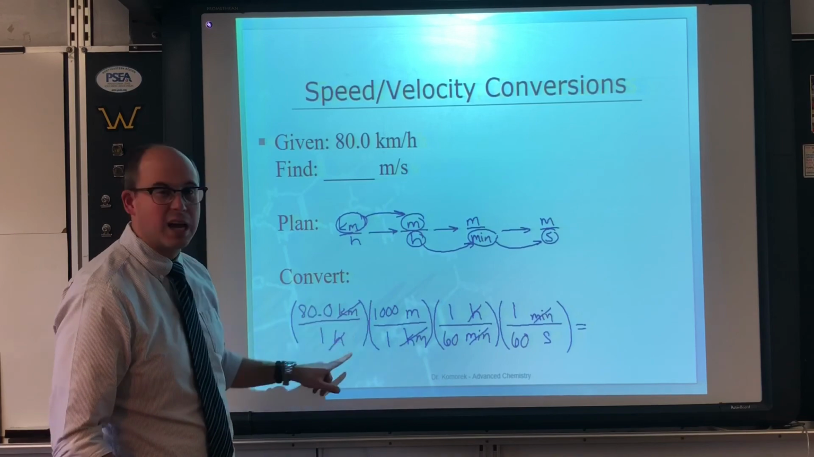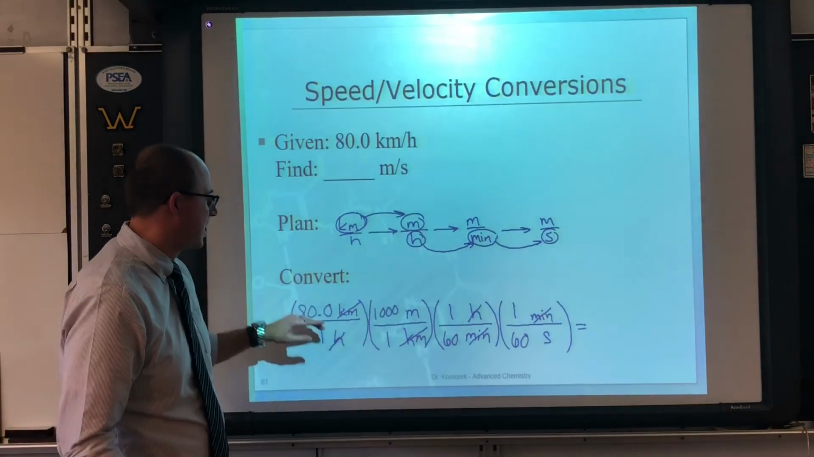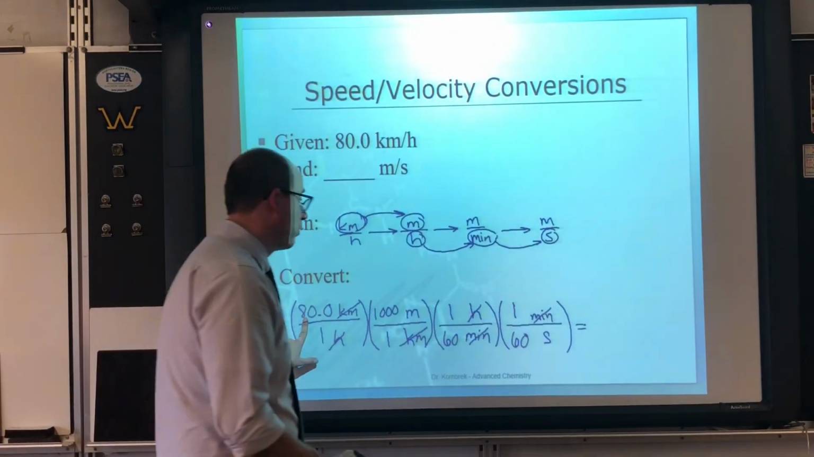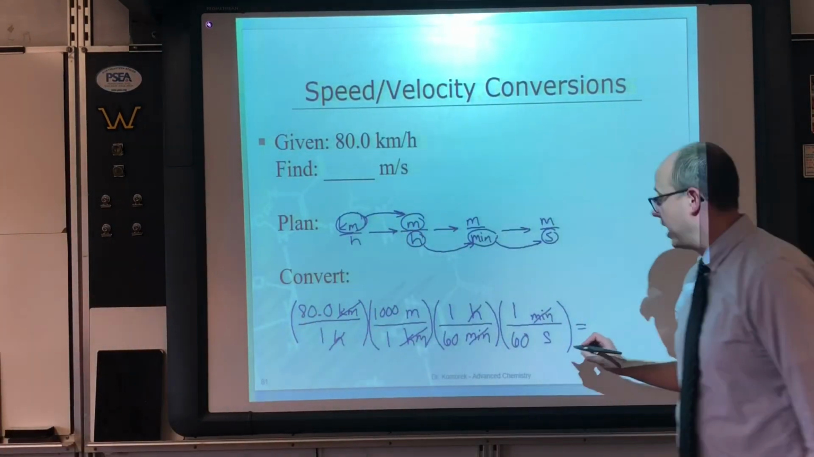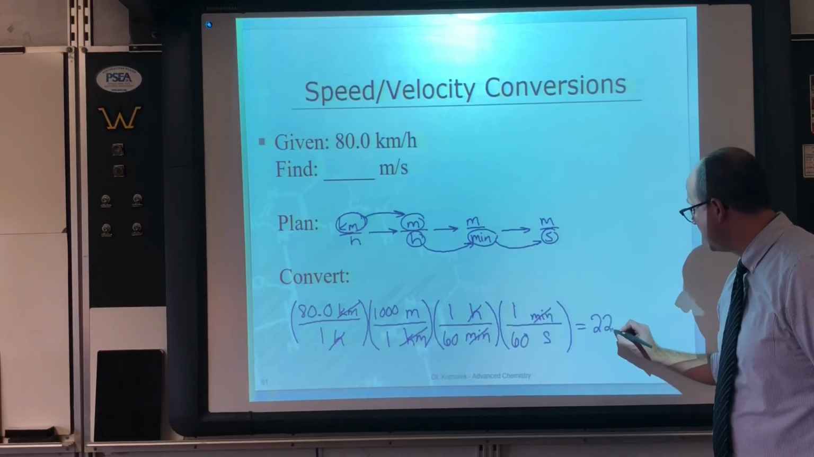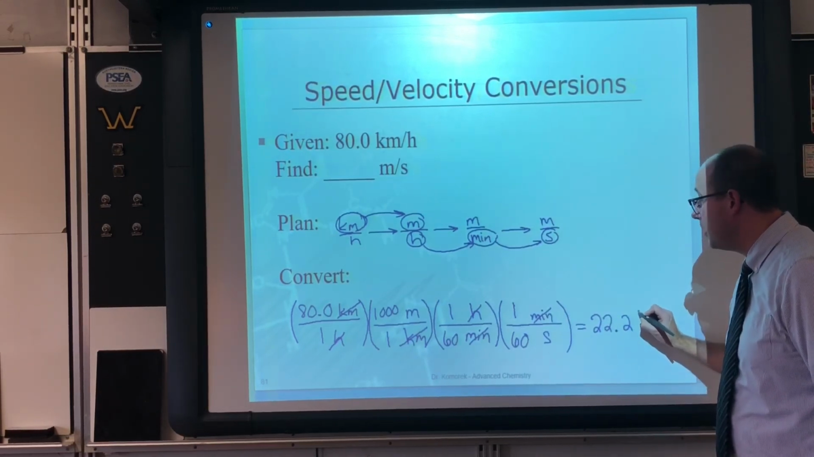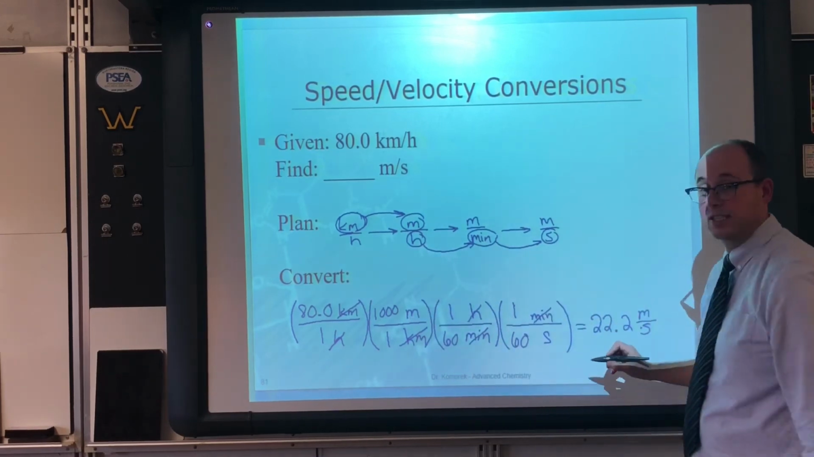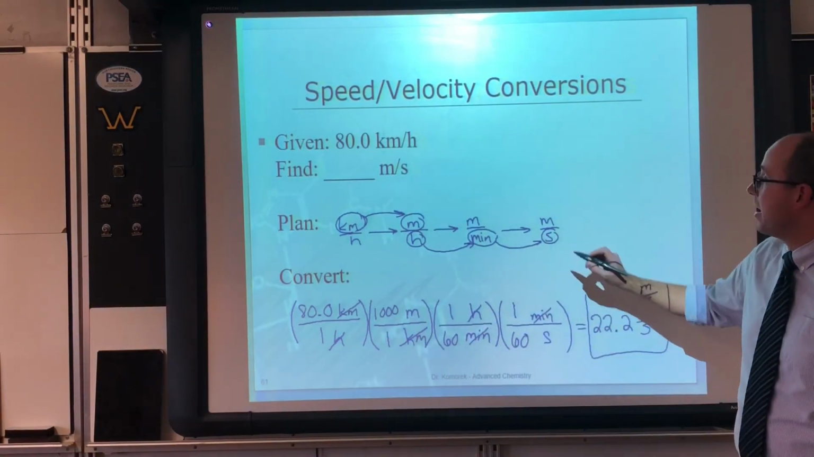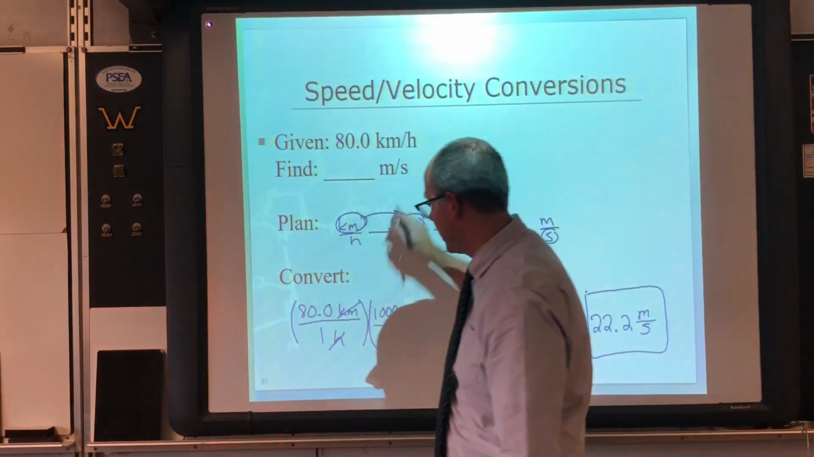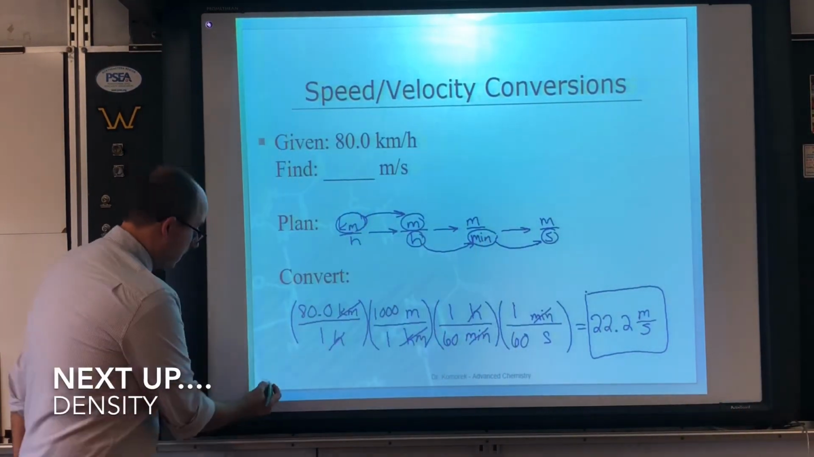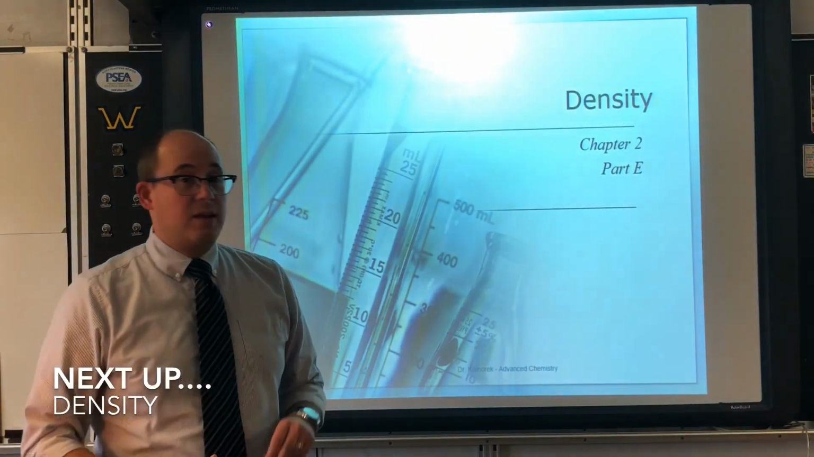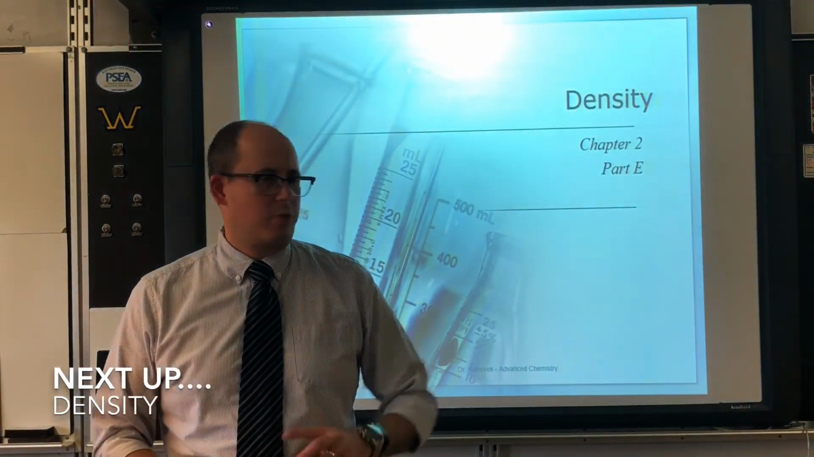A little bit of math to do here. We multiply across the top, we multiply across the bottom, and we divide the top by the bottom. And we keep 3 significant figures because that's what was in the given. So when done, the answer becomes 22.2 meters per second, because those are the units not crossed out. It also matches up with what we're asked to find, so we're done. In the next section, we will look at density.